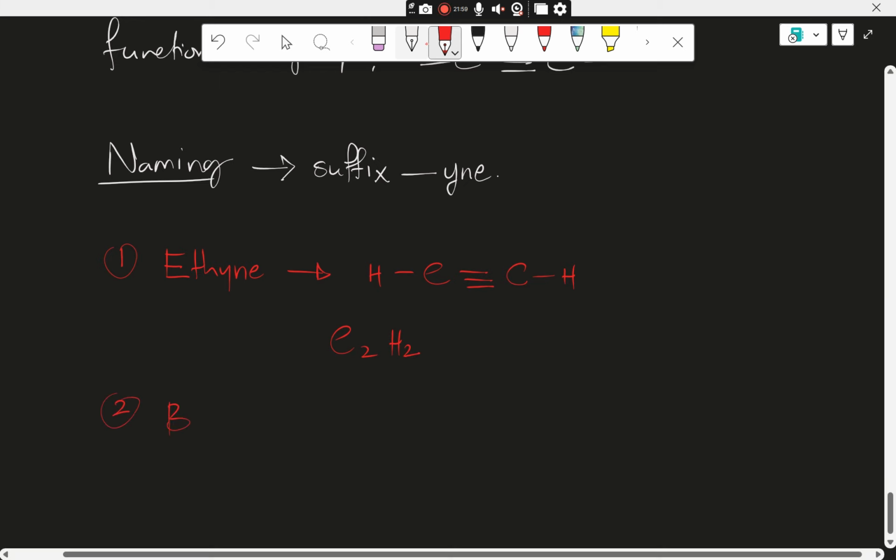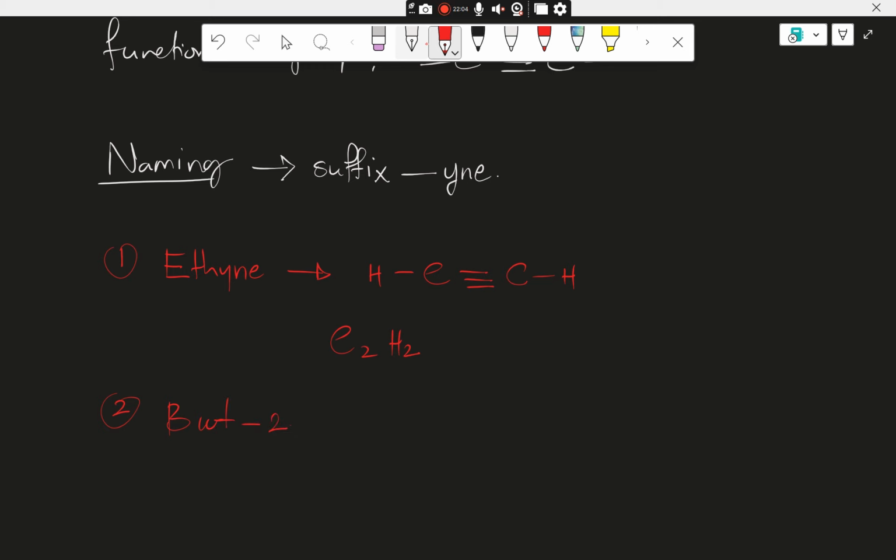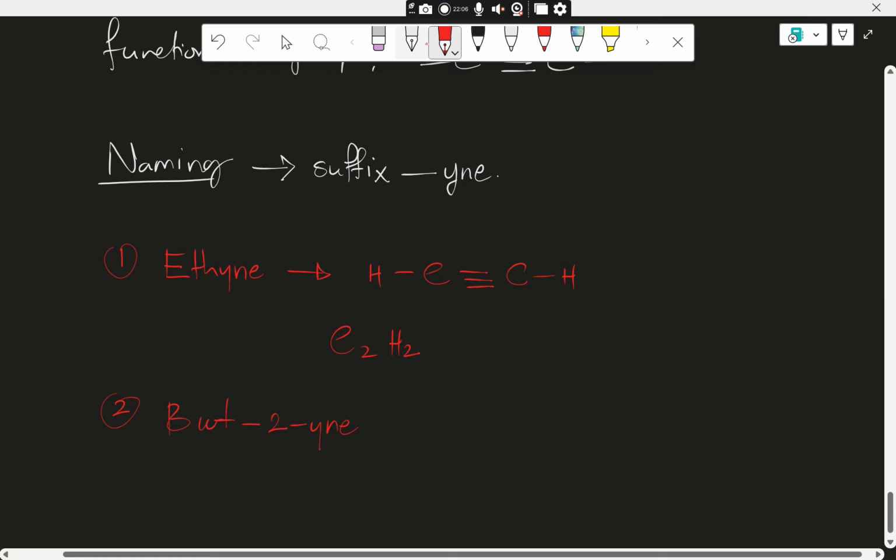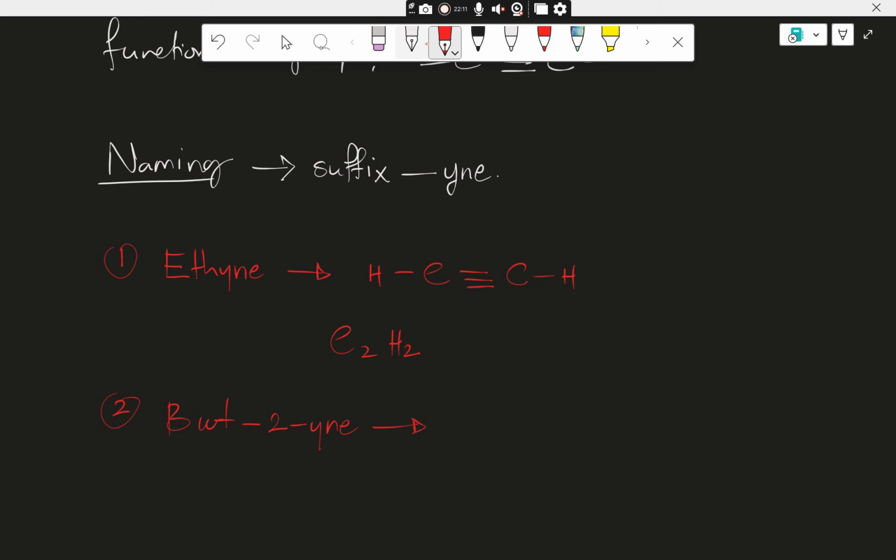We can look at a second one. Let's make it interesting now. Look at but-2-yne. For this one too, we have to specify where the triple bond is, right? This is the molecular formula. The condensed structure will look something like this. CH triple bond CH. So that's a condensed structure.